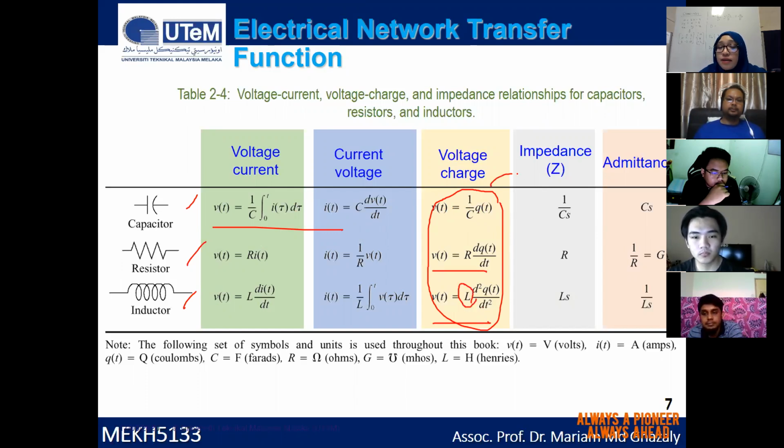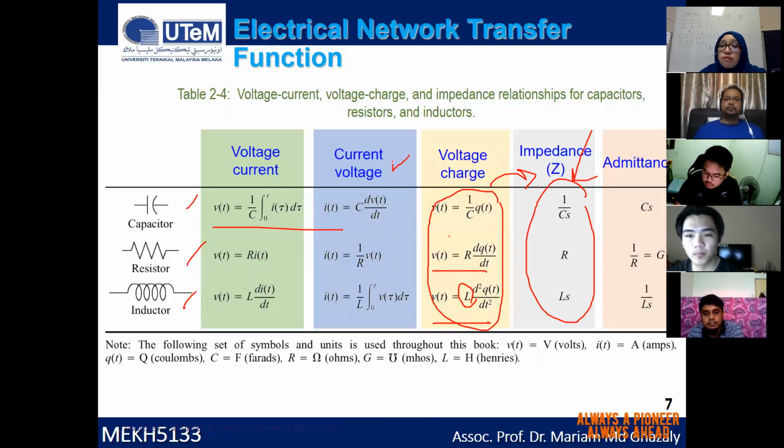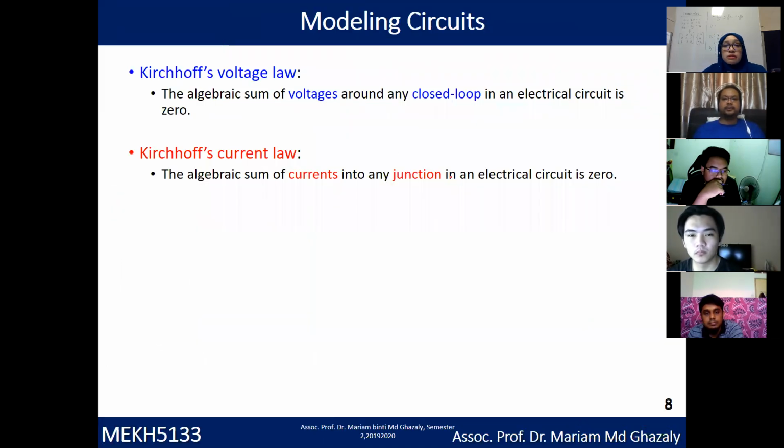And if we have the impedance element, why this is important later on is that when you're doing the modeling for transfer function, we are going to use the impedance Z instead of the normal voltage and charge, or based on the current and voltage. So if we see a capacitance, then you use 1 over Cs. If there is a resistor, you use R. And if there is an inductor, then it's Ls.